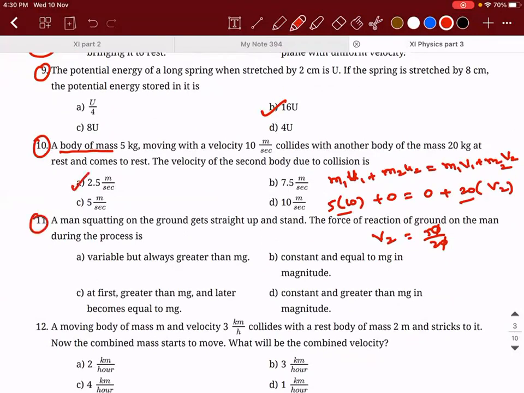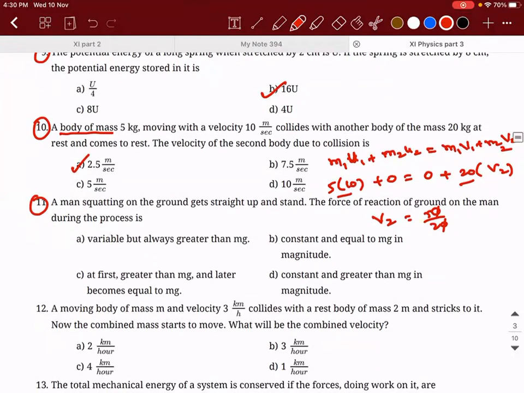11th. There is a man squatting on the ground who gets straight up and stands. A man squatting on the ground gets straight up and stands. The force of reaction on the ground on the man during the process. What is the answer? At first greater than mg and later becomes equal to mg. Why is it greater than mg in the first place? Because he has to apply force such that he stands against the gravity.